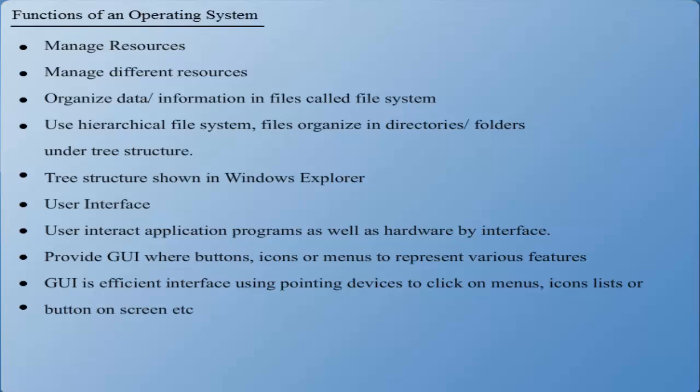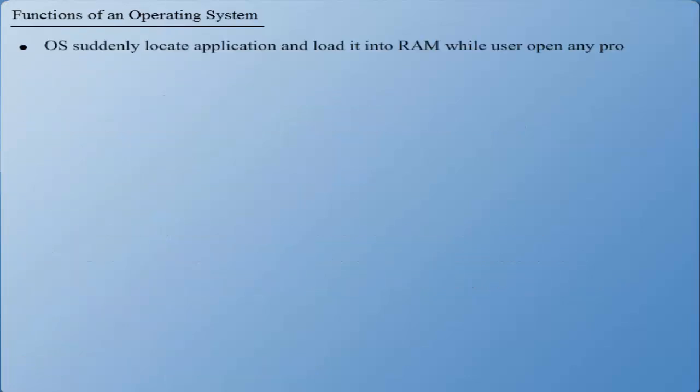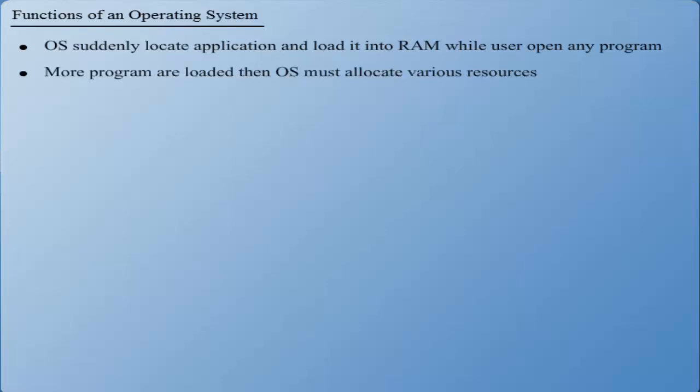Run applications. Most of the operating systems run 2 or more applications, programs at a time. As soon as a user opens any program, an operating system locates that application and loads it into RAM. If more programs are being loaded, then the operating system must allocate various computer resources.